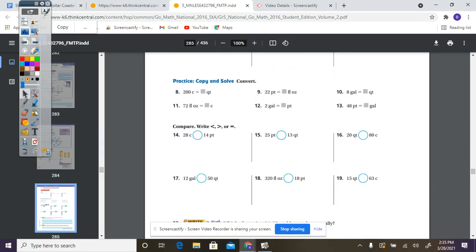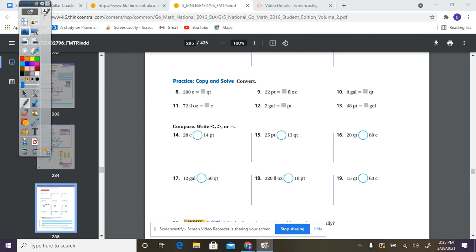On this page, 8 through 13 is just the same as the problems that we just went over. Same type of problem. When we look at 14 through 19, we're back to comparing, just like we did on the last worksheet. So once again, I would prefer everyone choose the bigger unit to convert, so we're multiplying. In general, we're better at multiplying than we are dividing. Long division can be tricky sometimes too.